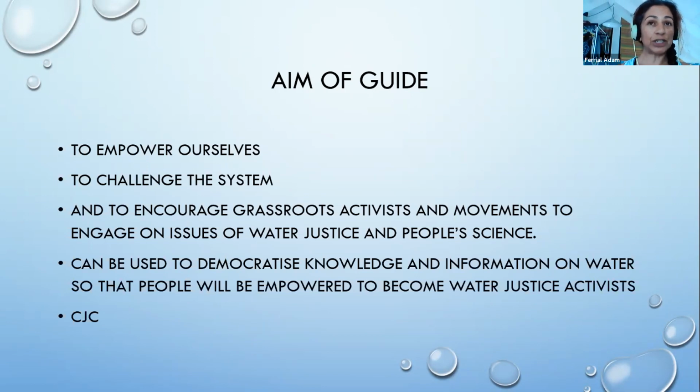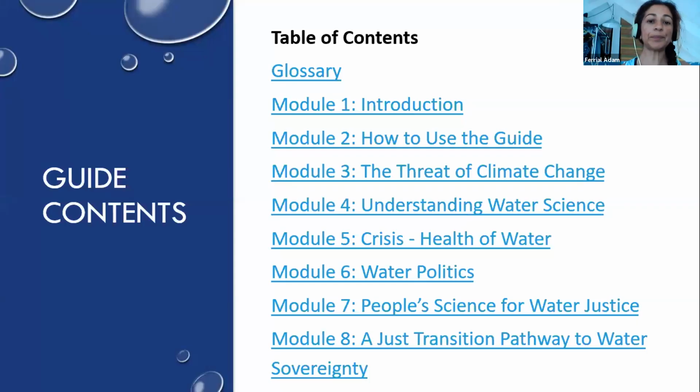I've got CJC, which is the Climate Justice Charter. When we started out with the water guide, we were talking about a water justice charter. Then we realized that climate justice is a bigger issue, and that water should fit into the Climate Justice Charter. If you know of COPAC, you'd know that we've been working on the Climate Justice Charter. So that's how it links to all the other work that we're doing.